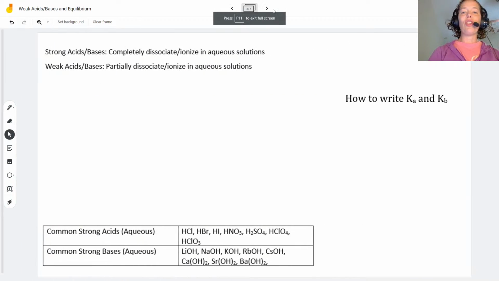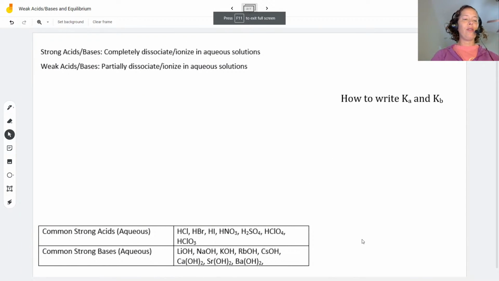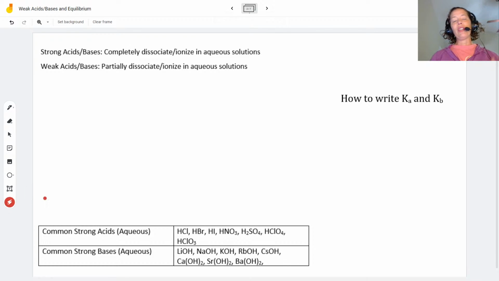Let's go ahead and just jump over here and let's start with our weak acids and bases. All right, so what I wanted to do, of course, is start with some definitions. What is the difference between a weak acid and a strong acid, and what is the difference between a weak base and a strong base? And you can see I wrote the definition right here.